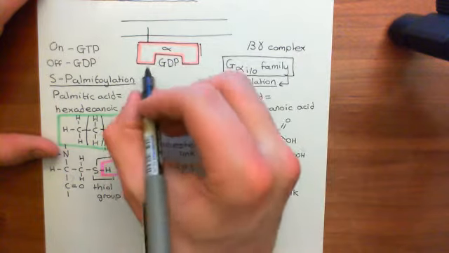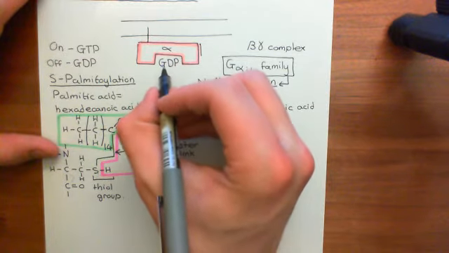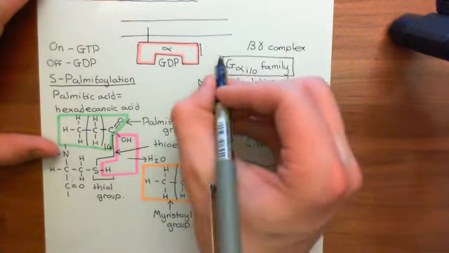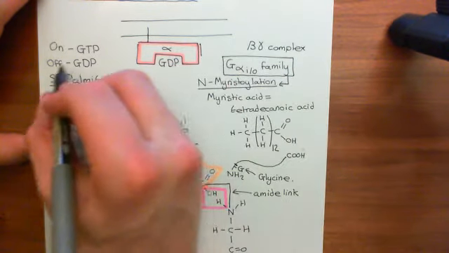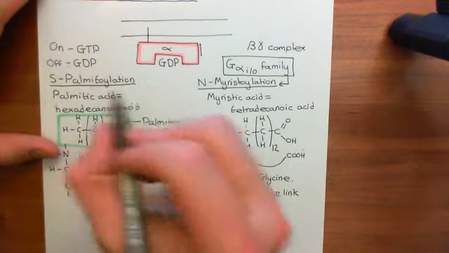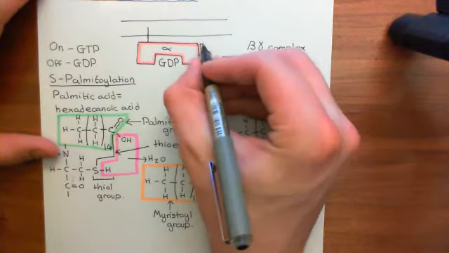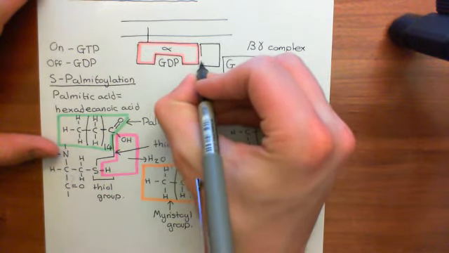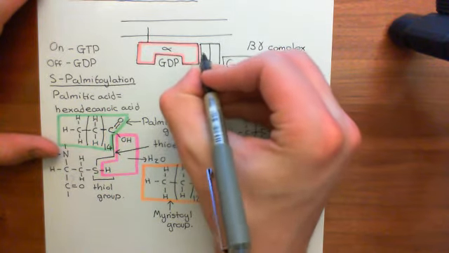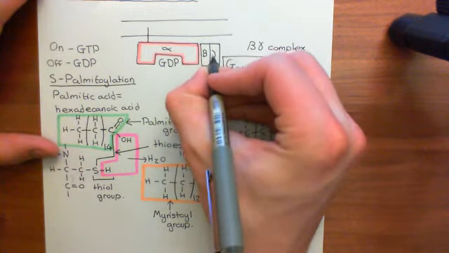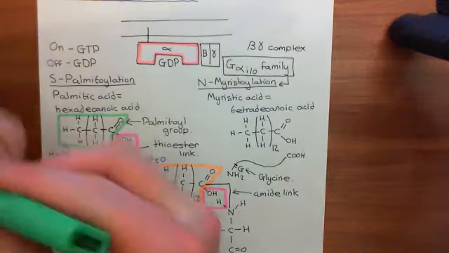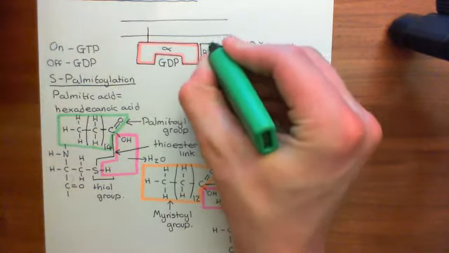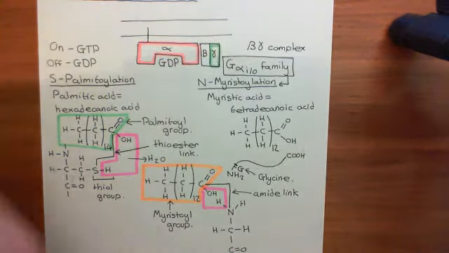Now, I should say, when the alpha subunit is in the off state, when it has GDP bound, it combines with a beta-gamma complex. However, when it's in the on state with GTP bound, it doesn't associate with a beta-gamma complex, and that will become important later. So here is our beta-gamma complex. This is a beta subunit, this is a gamma subunit. So we'll colour in gamma in green, G for green, and we'll have beta in blue.